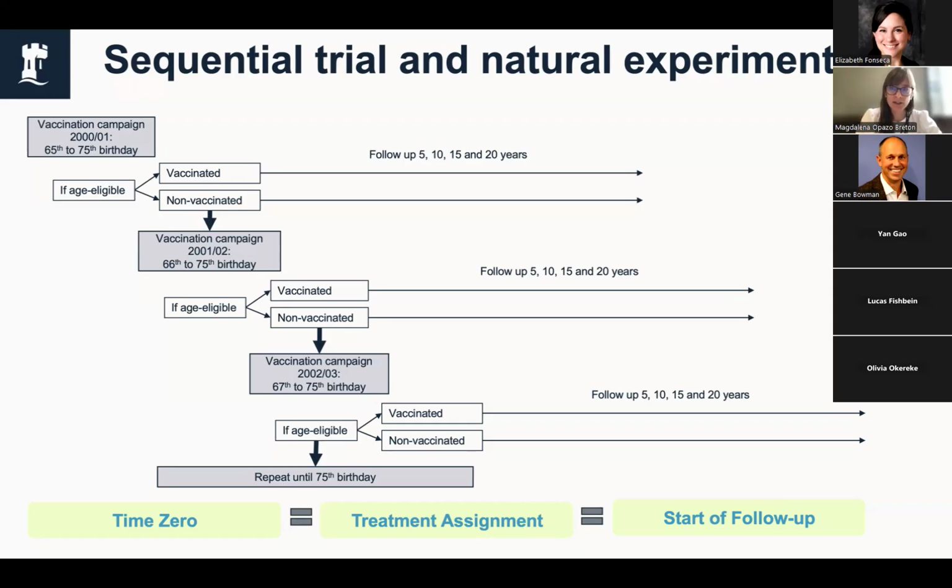The advantage of the natural experiment in this target trial emulation framework is that it allows us to align time zero with treatment assignment and start the follow-up, which is the hardest thing to do with observational data, and that it can lead to immortal time bias. So I believe that using these two methods will allow us to estimate a more robust effect of the influenza immunization on the risk of dementia.